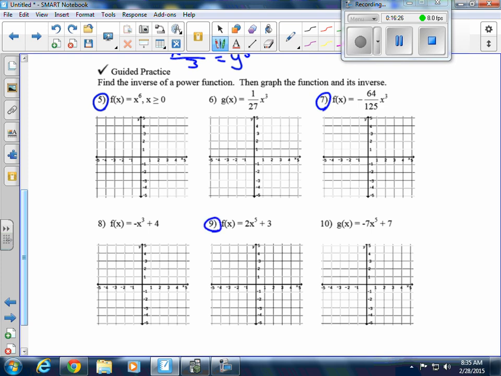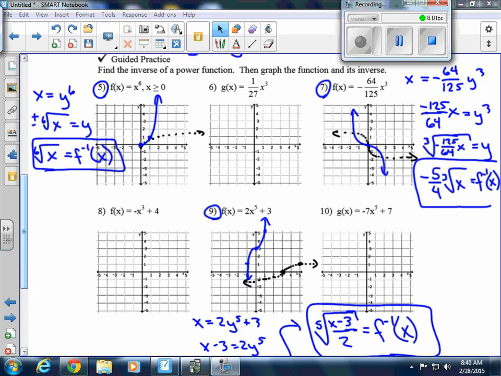and 9. They want us to find the inverse, then graph the functions and its inverse. Go ahead and pause the video until you are ready to continue. And here are the answers to the guided practice questions 5, 7, and 9. The black dotted lines are the graphs of the original functions. The blue lines are the graphs of the inverses. And then I found the inverses there as well.